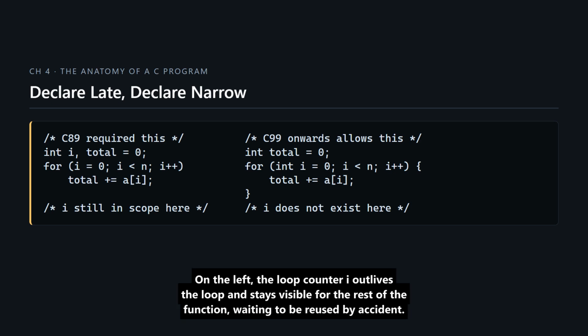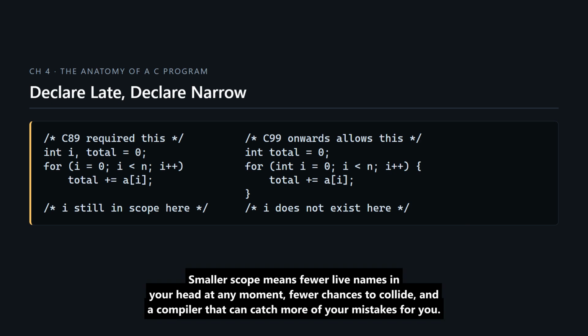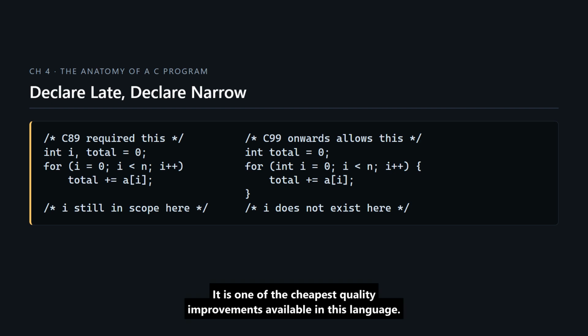On the left, the loop counter i outlives the loop and stays visible for the rest of the function, waiting to be reused by accident. On the right, it exists for precisely the loop that needs it, and referring to it afterwards will not compile. Smaller scope means fewer live names in your head at any moment, fewer chances to collide, and a compiler that can catch more of your mistakes for you. It is one of the cheapest quality improvements available in this language.